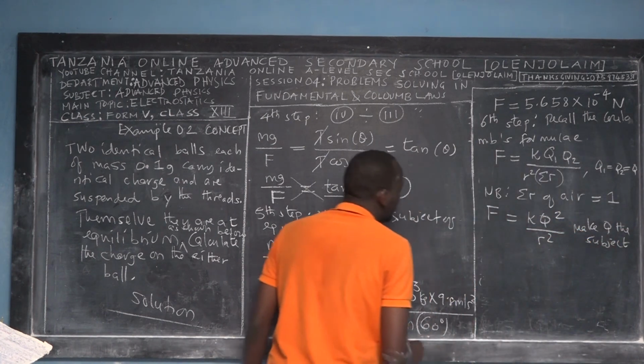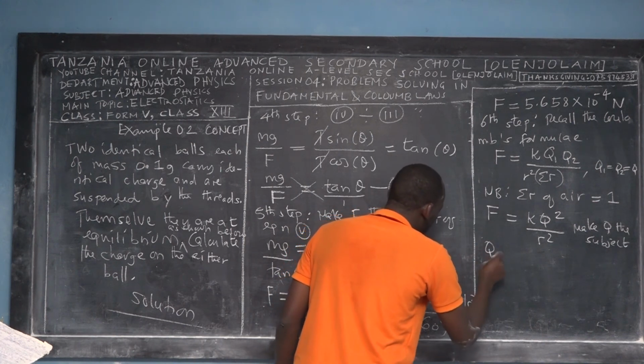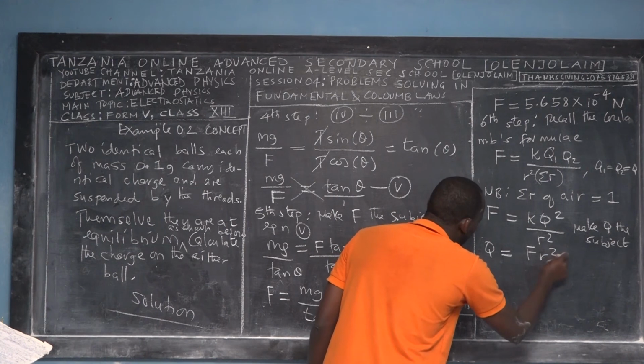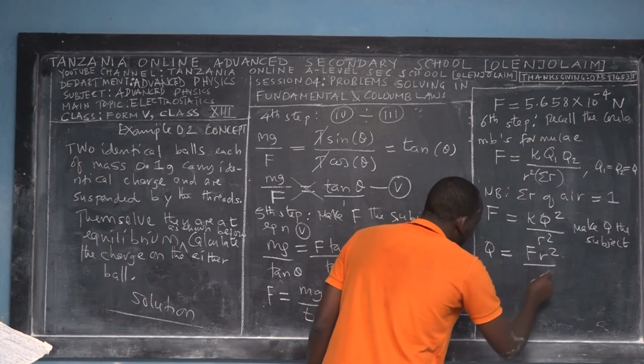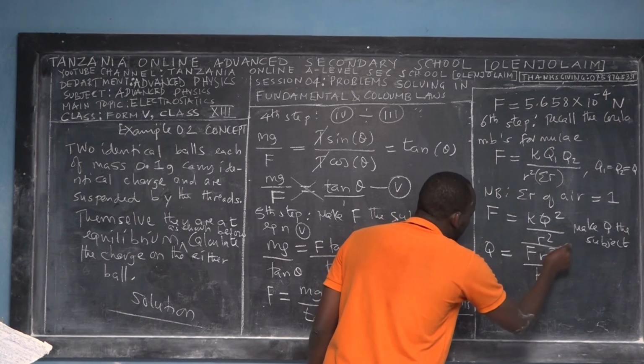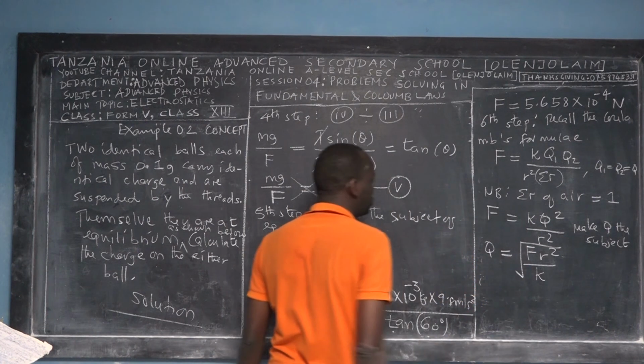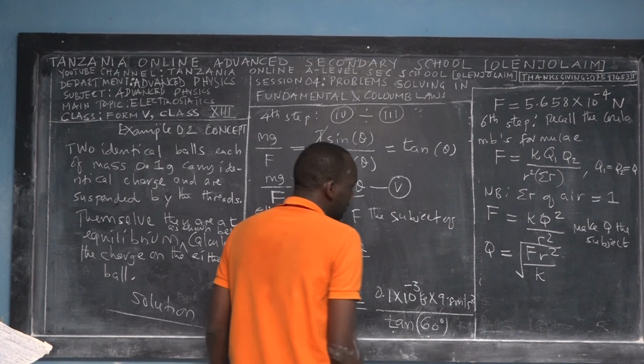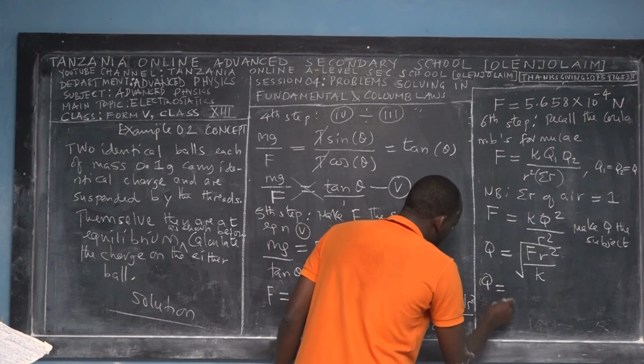Okay. So for this case, we have to make Q the subject. Because we did it in example 1, it means finally we'll get that Q is the square root of F R squared over K. Remember, I taught you the procedures of reaching that point, right? And then we have to do the computation.